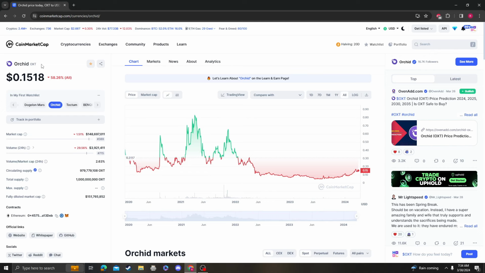Just do your own research and keep up with that. OXT does have a burning mechanism, but they haven't burned any coins yet, so we're just going to have to wait and see what happens.